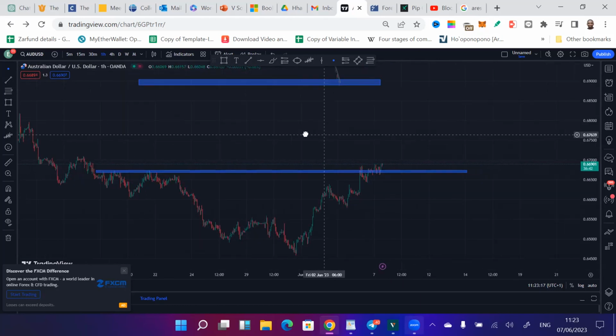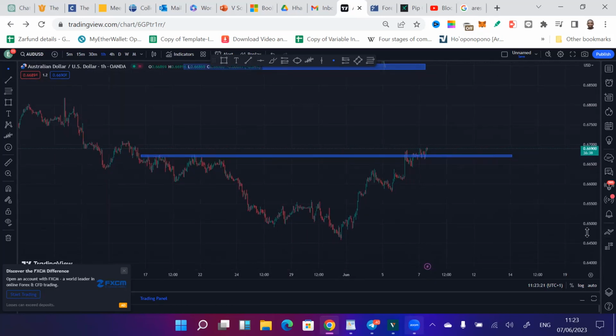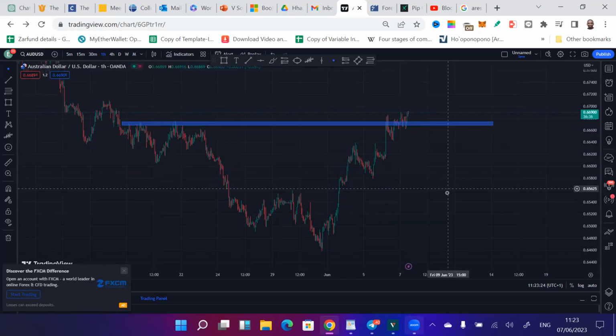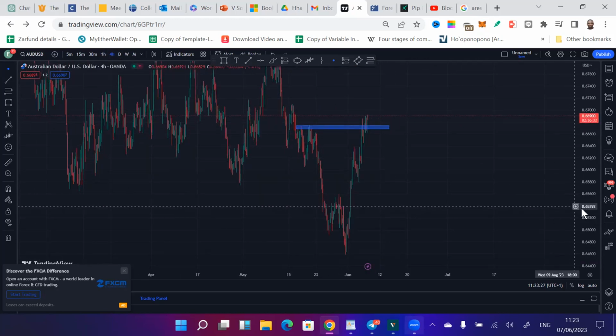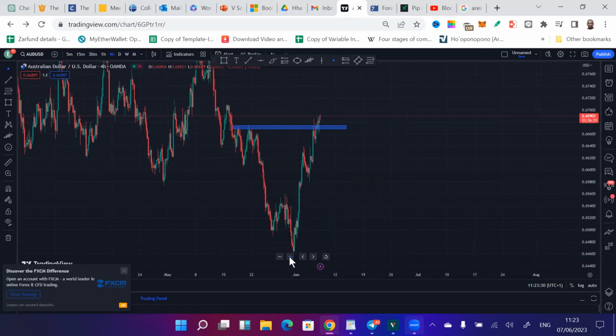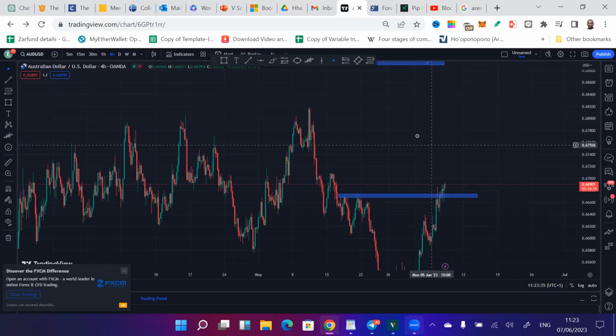Are there swings that we can see now? Let's see if there are swings that we can see. Let's go to another chart now. Let's see. Can we see any swings? Okay. So where do we start from now? Let's start from somewhere.